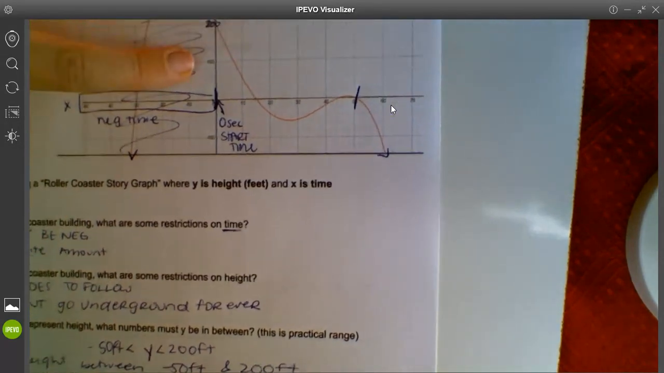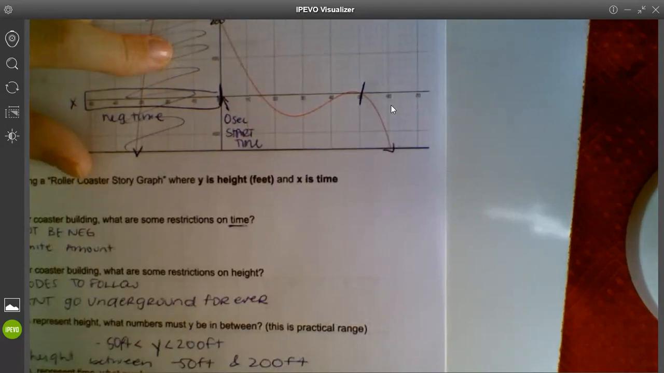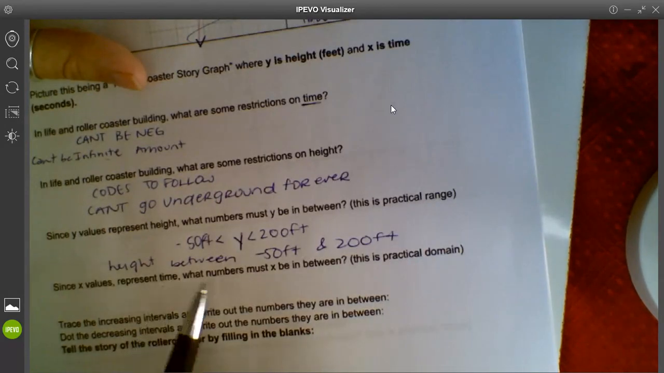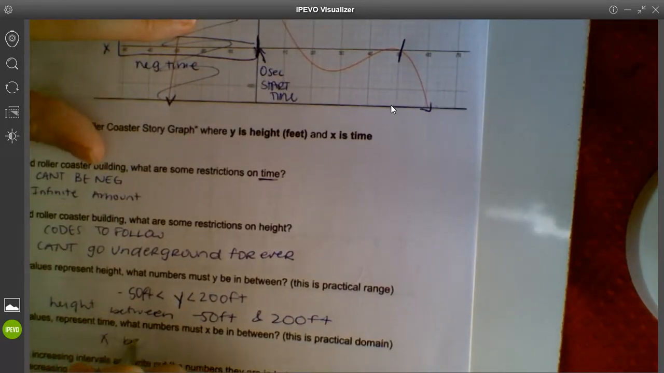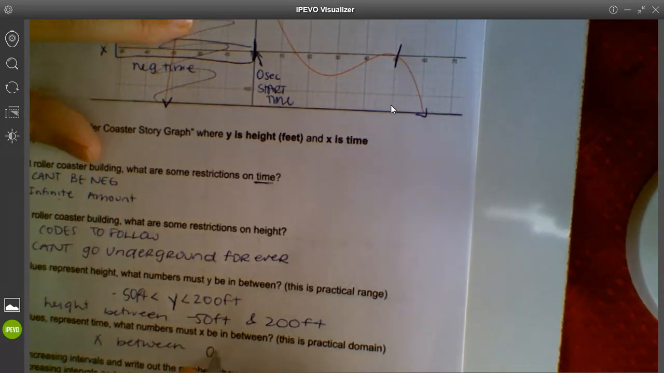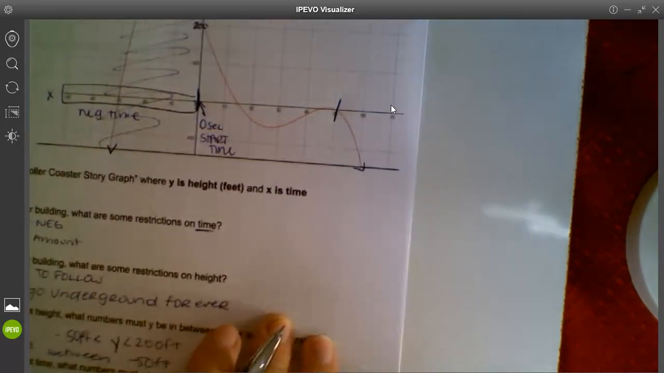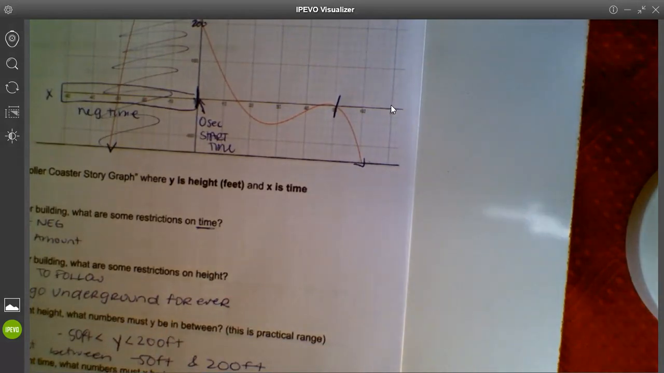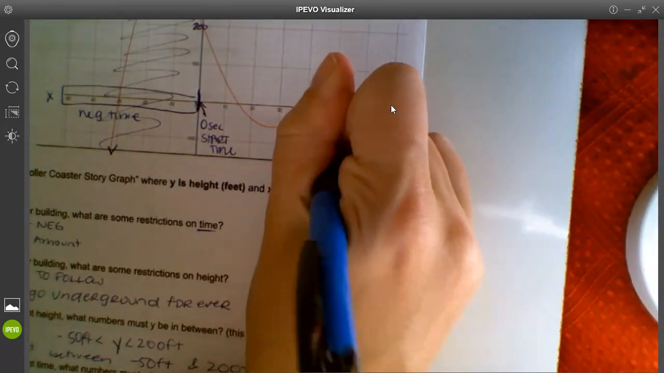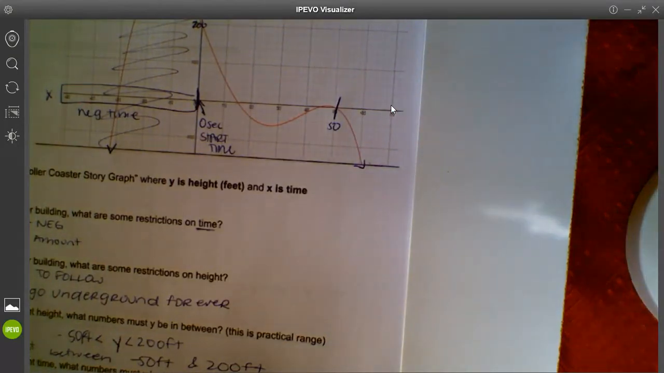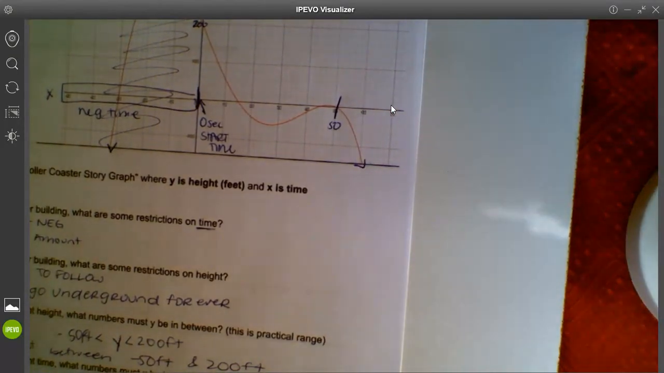So we talked about the negative time and chopping this off. So we know if x represents time, what numbers must x be in between? So x definitely has to be between times in between 0 seconds. And we have to think about time restrictions on a roller coaster. You don't want to be on a roller coaster for 15 minutes. That's crazy, because you'll get sick for sure. So in this case, if we chopped it off at this mark where it says 50, that's a 50-second ride. So that makes sense.